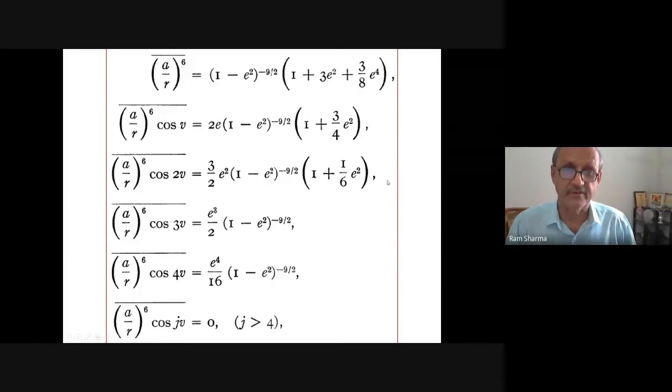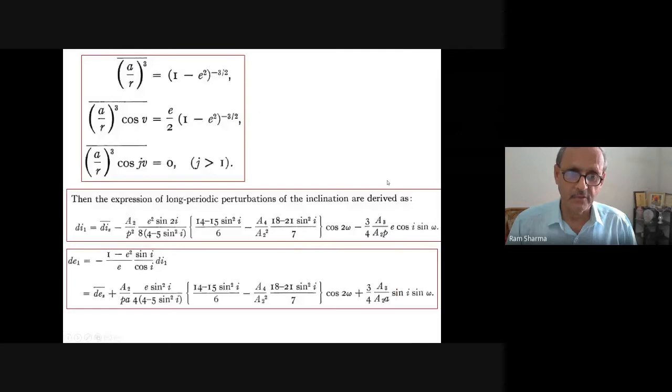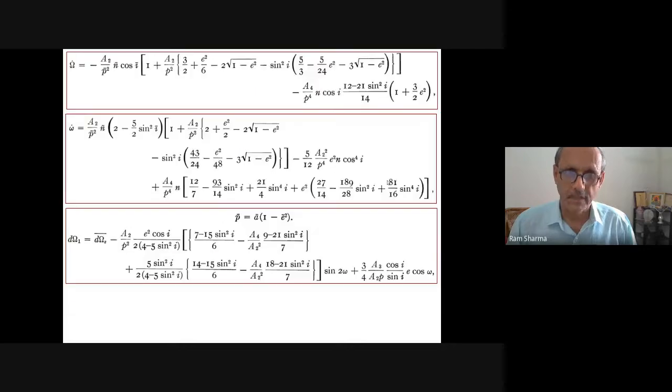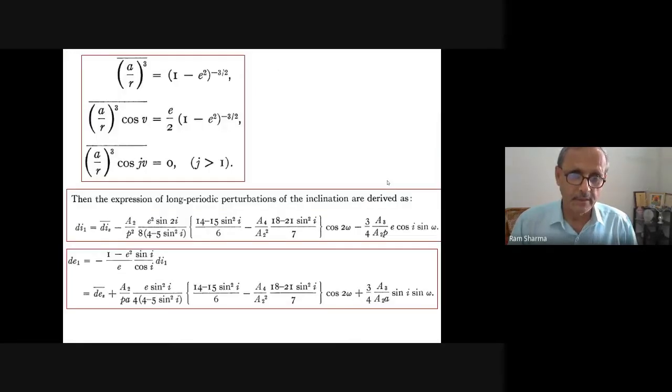So these are all average values. He has calculated all these integrals, and then he has calculated the expression for long periodic perturbations also. The I and these are all long periodic perturbations. And as I told you, in the long periodic perturbations here, A3 is coming.